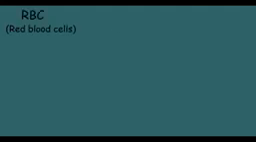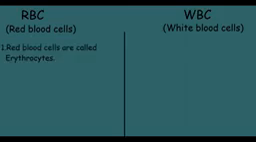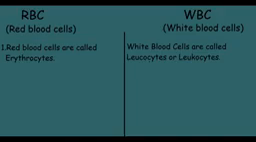So let's study the differences between RBC, that is red blood cells, and WBC, that is white blood cells. The first point: red blood cells are also called erythrocytes, and white blood cells are called leukocytes. Leukocytes can be spelled with a C or with a K, both are the same. So white blood cells are called leukocytes and red blood cells are called erythrocytes.